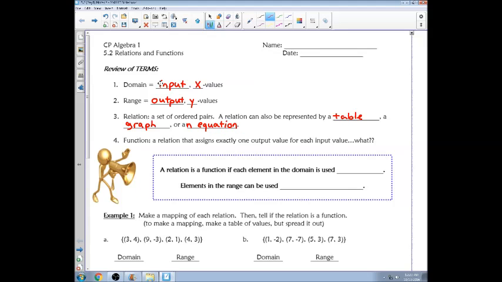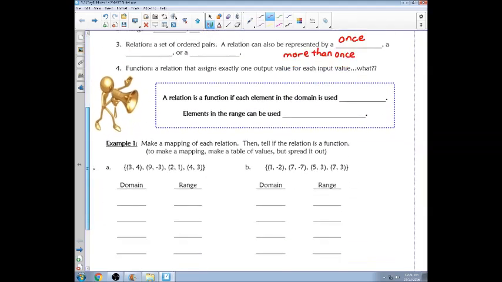All right? So a function is a relation that assigns exactly one output value for each input value. Now, you might be wondering what that means. You're going to see here in a second. A relation is a function if each element in the domain is used only once, but the elements in the range can be used more than once. All right, we'll see what that means here in a second.